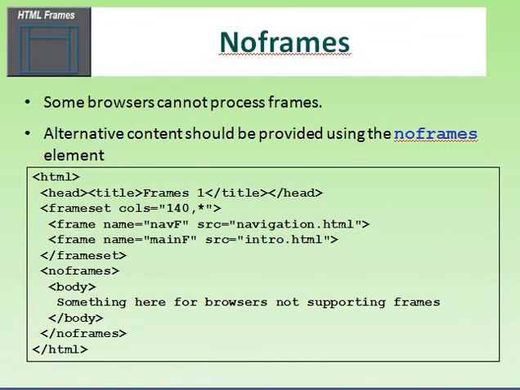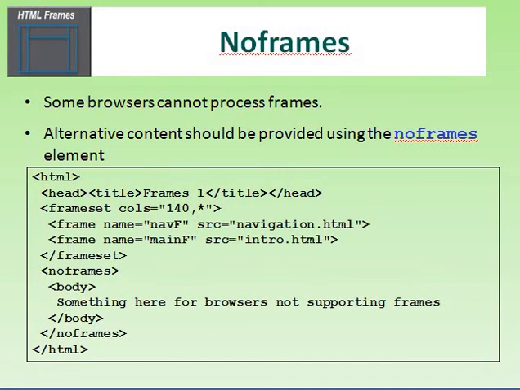Another tag related to frames is noframes. Some of the browsers do not support the frame tag, so alternate content should be provided using the noframes element. Here we have a frameset, cols equal to 140 comma star, and two frames are defined with sources navigation.html and intro.html, and the frameset is closed. If our browser doesn't support this frameset, we need a message, an alternative message regarding the frames.